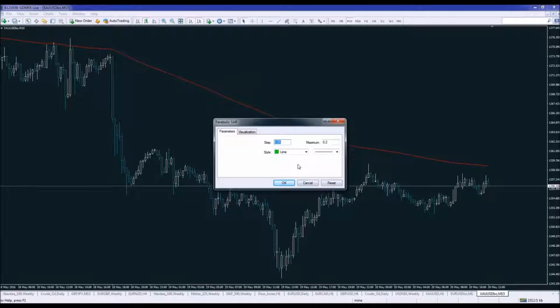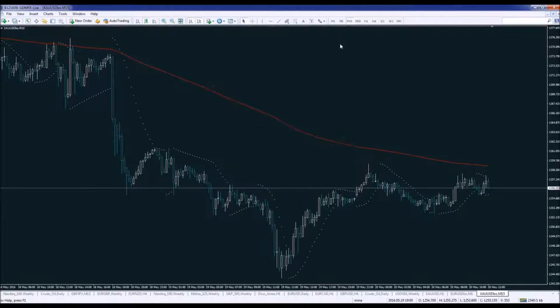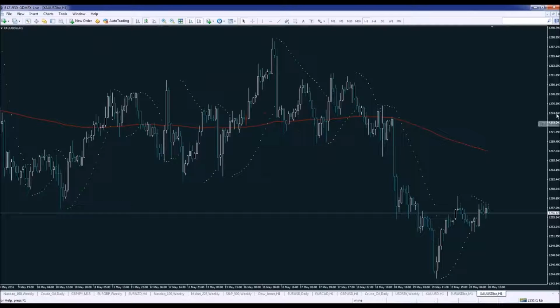As you can see, by default, the parabolic comes with a step of 0.02, also with a maximum of 0.2. Of course, these are the default settings. This is something that we normally use for larger time frames, like the 1 hour chart, for a very simple reason: it gives fewer false signals on a larger time frame.